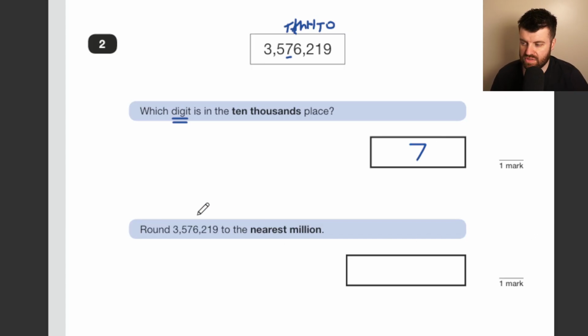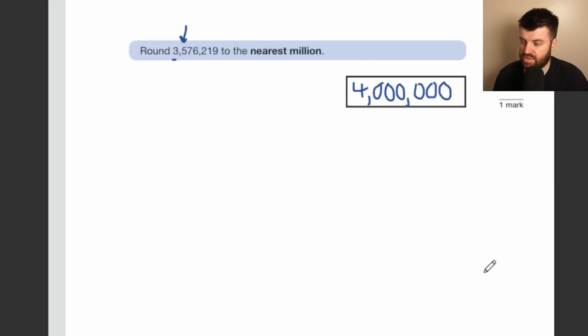Round 3,576,219 to the nearest million. So to do that, we look at the millions. We're on 3 millions, which means our answer is either going to be 3 million or the next million, which is 4 million. How do we know whether to round up or down? Well, we look at the next digit here in the 100,000s place. It's 5. That's halfway. So we're going to round up to the next million. Therefore, the answer to this question is 4 million. Be really careful when you put your answer in that you have the exact right amount of place value holders. For million, we have 6 place value holders, 4 and then 6 zeros. That gives us 4 million. That's the answer to that question.